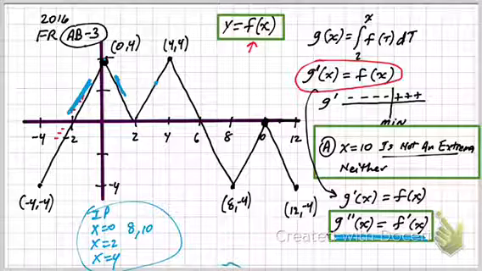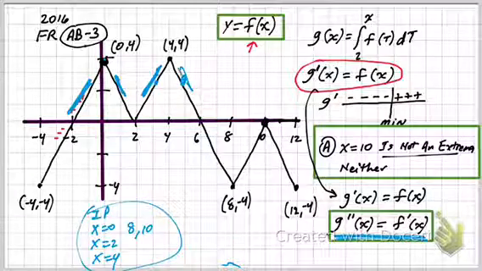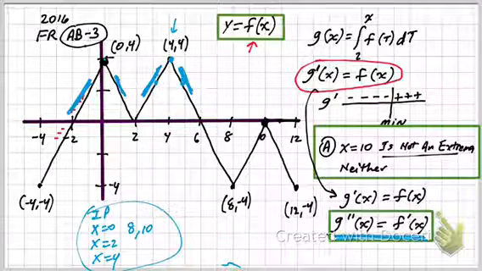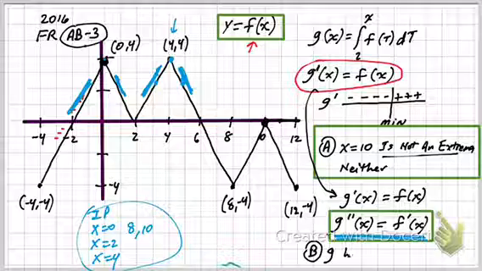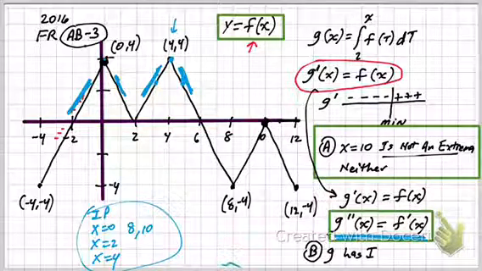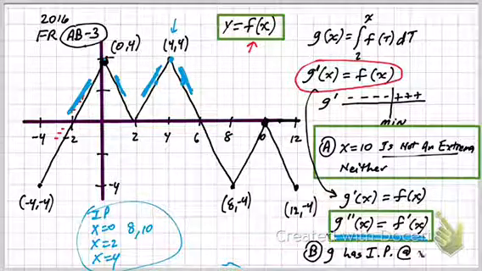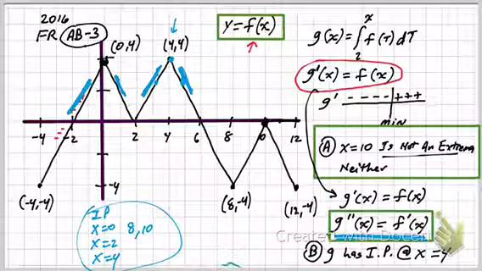Okay. At 4, what's the slope to the left of 4? Positive. Over here, what's the slope to the right of 4? Does it change from positive to negative when x is 4? So I'm going to answer part B. I'm going to say G has an inflection point at x equals 4.